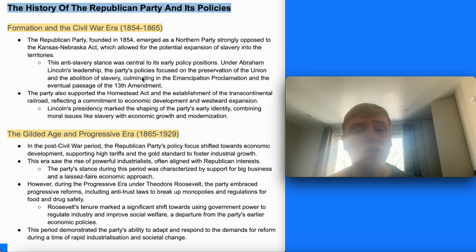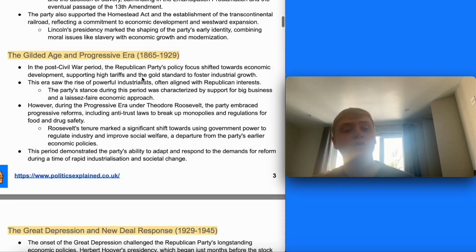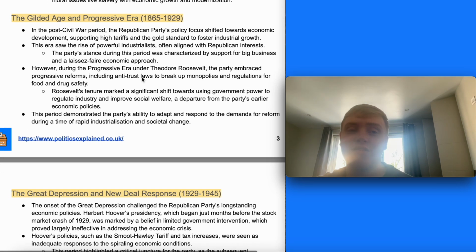Under Abraham Lincoln, the party's policies focused on the preservation of the Union and the abolition of slavery, culminating in the Emancipation Proclamation and the eventual passage of the 13th Amendment. The party also supported the Homestead Act and the establishment of the Transcontinental Railroad, reflecting a commitment to economic development and westward expansion. And Lincoln's presidency marked the shaping of the party's early identity, combining moral issues like slavery with economic growth and modernization. Then what you have is the Gilded Age and the Progressive Era.